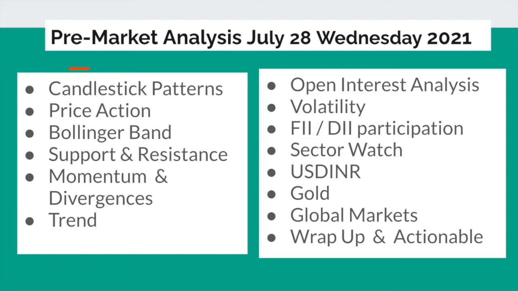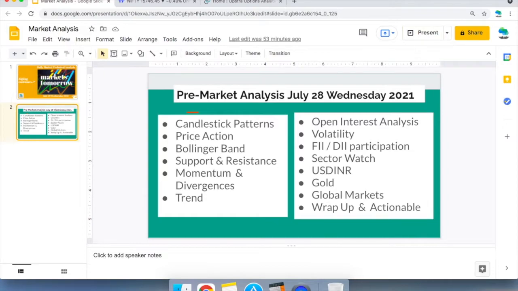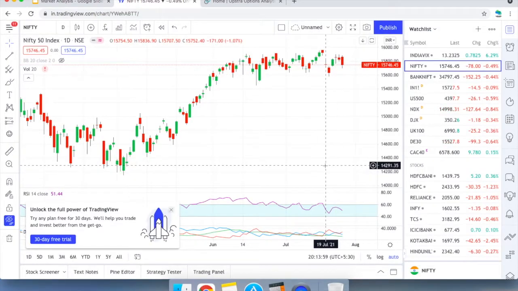So, as we do every day, we will be looking at all of the parameters listed on the left side: the candlestick, price action, Bollinger Bands, support, resistance, momentum, divergence, trend, and all of this from the charts. We will also look at the open interest analysis, the global clues, and the FII participation in volatility, and we'll wrap it up. So let's get to the charts right away and see what exactly happened in the market.